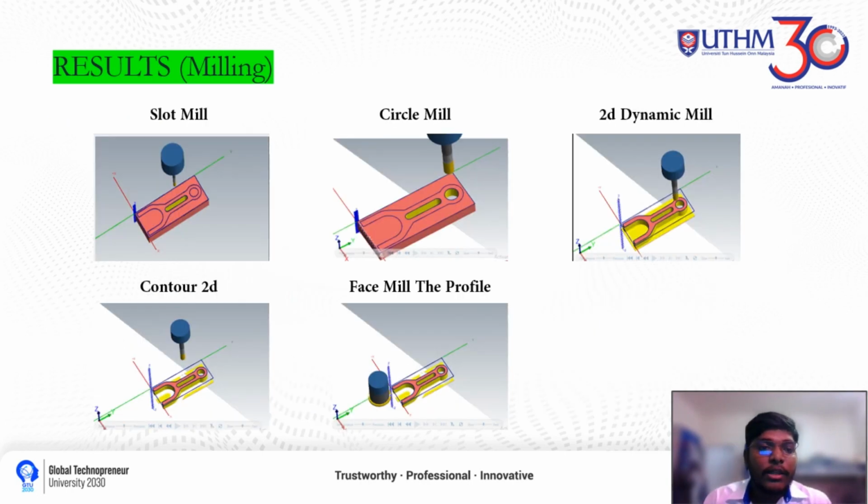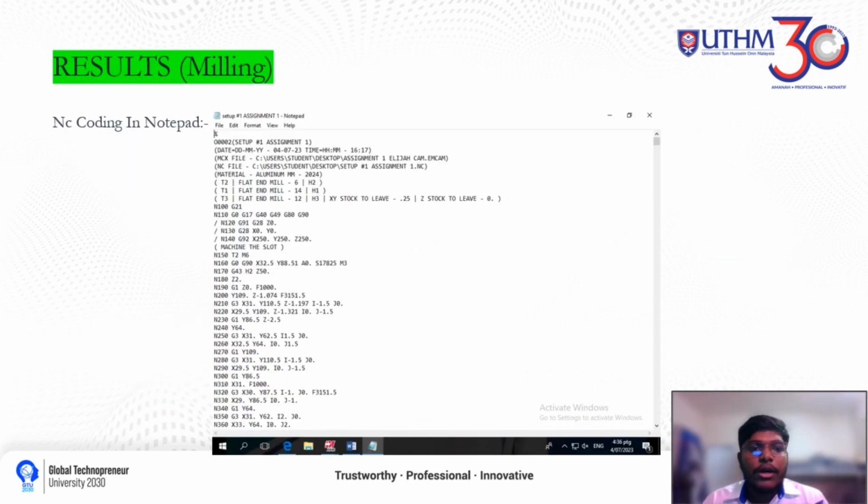Okay, this slide is about the simulation of the CNC milling. First, the slot mill, and the second is circle mill, and the third is 2D dynamic mill, and the fourth is contour 2D, and last but not least, face mill, the profile. Okay, this slide is about the NC coding, which shows the coding of the simulation process.